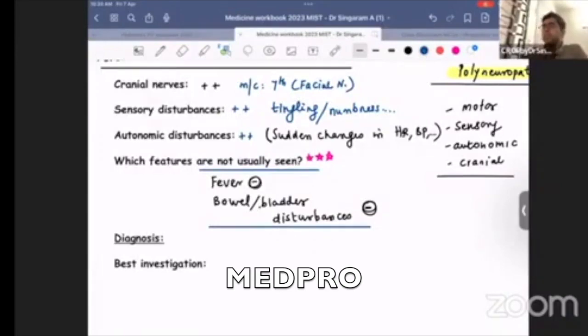Are you able to follow this, right? Okay, so these are the main characteristics of Guillain-Barré syndrome, which you should remember. Just a quick review of what we have discussed.